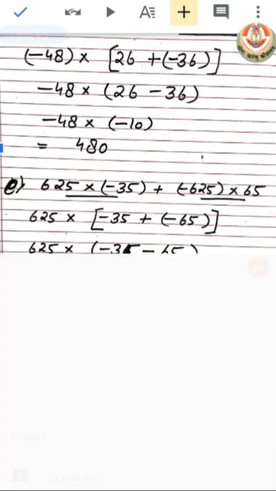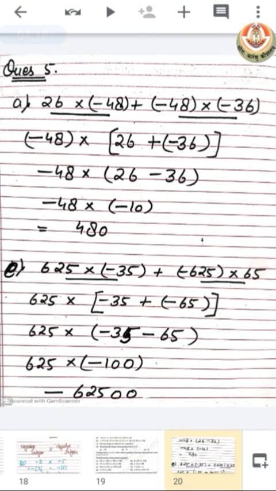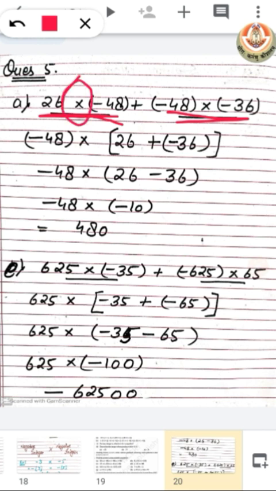Class, here, part A is 26 multiplied with -48 plus -48 multiplied with -36. Now class, you can easily see these two are multiplying and these two are multiplying. Because of BODMAS, multiplication will be done first. So we can easily see in both parts -48 is common. So we can take it as common. What we have inside the bracket now is -48 multiplying with 26 plus -36.